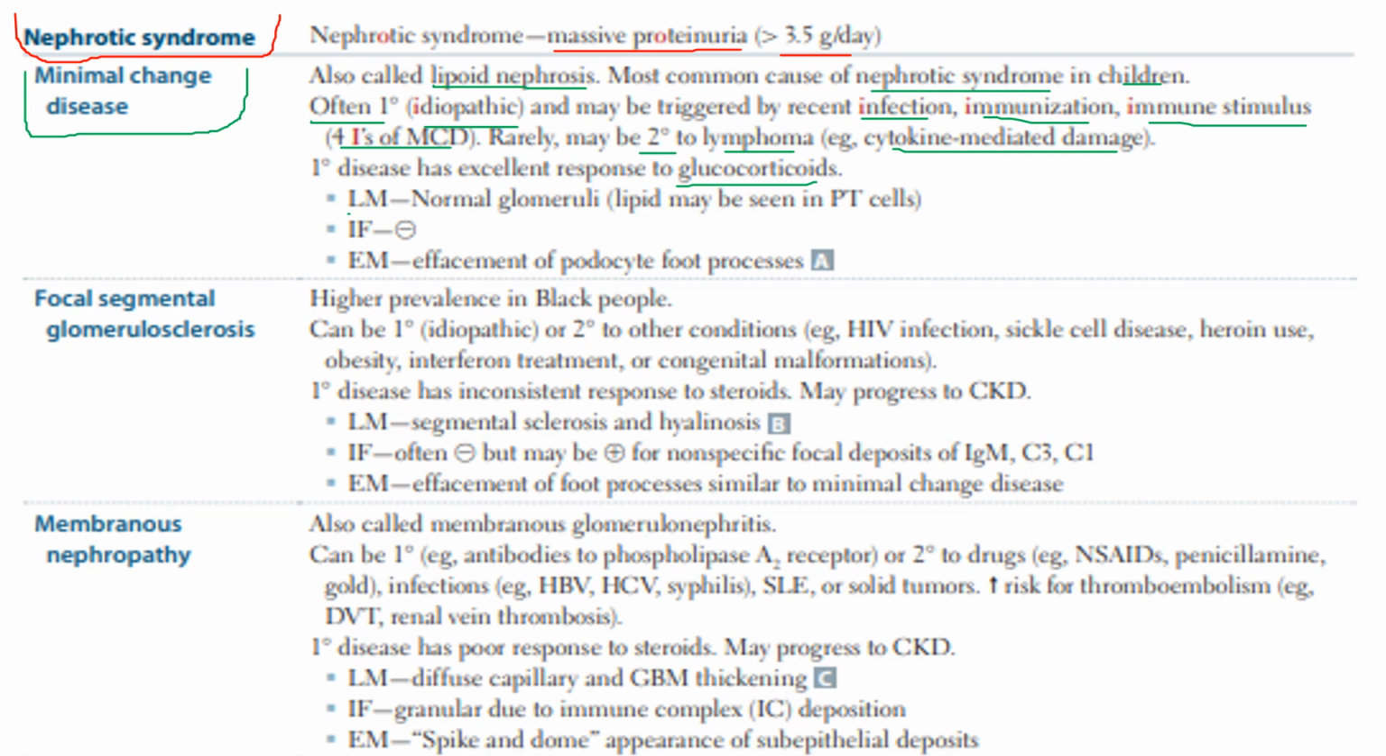On light microscopy, normal glomeruli are shown. Lipid may be seen in proximal tubular cells. Immunofluorescence is negative. There is nothing abnormal detected. On electron microscopy, effacement of the podocyte foot processes is seen. It means the loss of the interdigitation of the podocytes is seen.